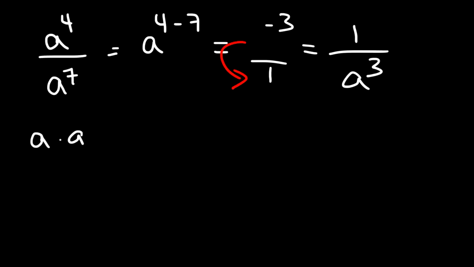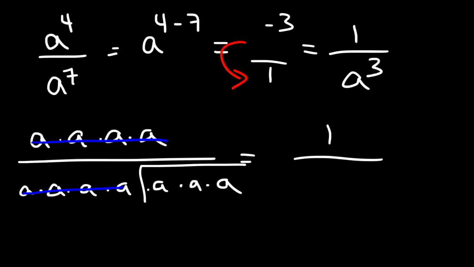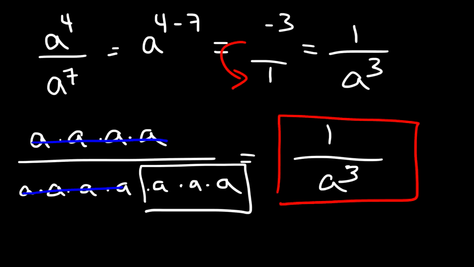Now let's solve it by expanding the expression. So that's a to the 4th, and this is a to the 7th. So we can cancel 4 a's on the top and the bottom of the fraction. And so we're left with 3 a variables on the bottom. So this confirms our final answer of 1 over a cubed.